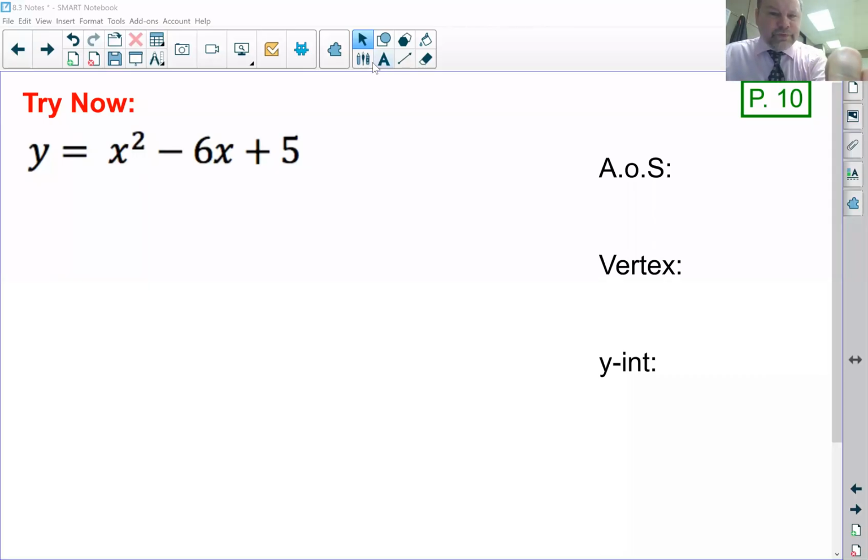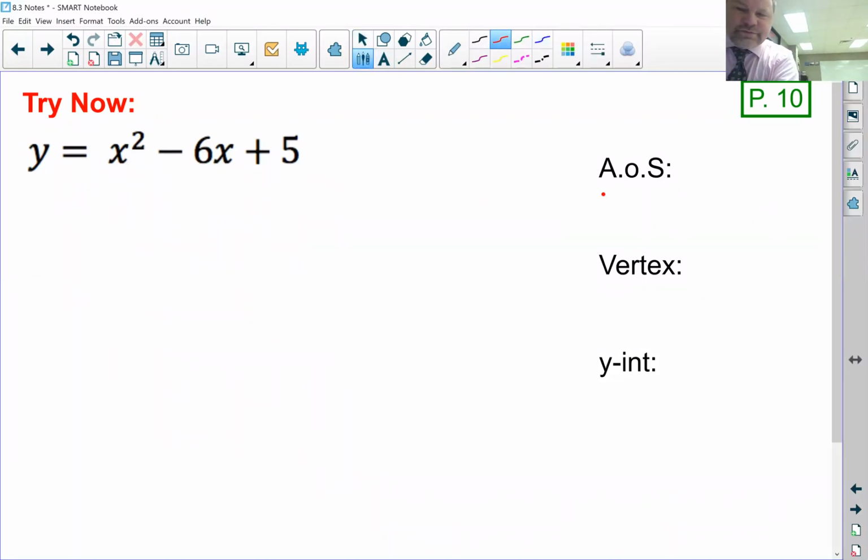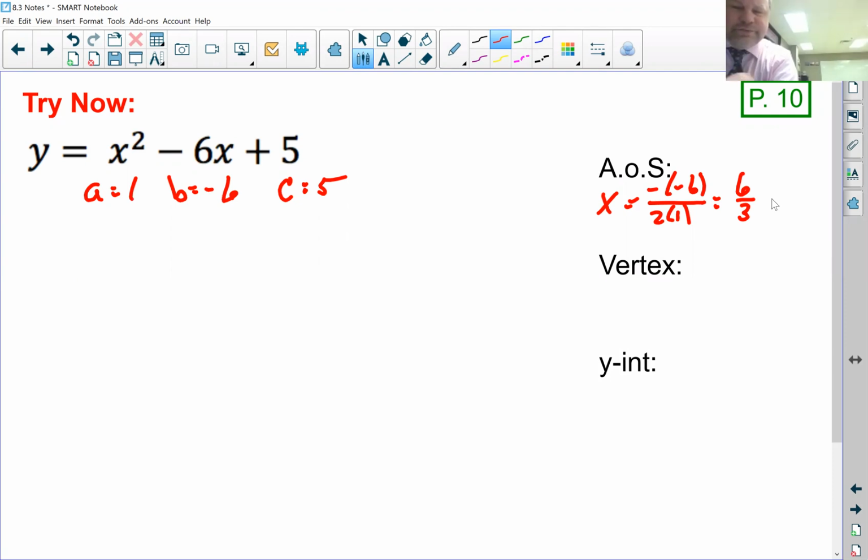All right. So for this one, our axis of symmetry, I should write these down. A equals 1, B equals -6, C equals 5. Always a good idea to write those down. So I get the opposite of B over 2 times A, which would be 6 over 2, which is 3 for our axis of symmetry.